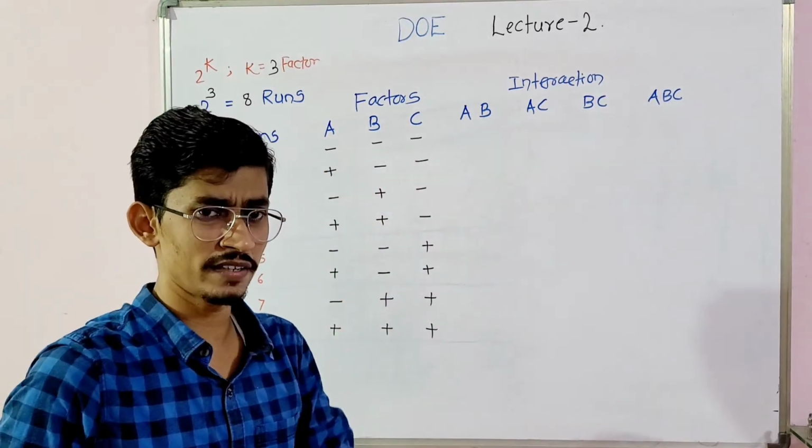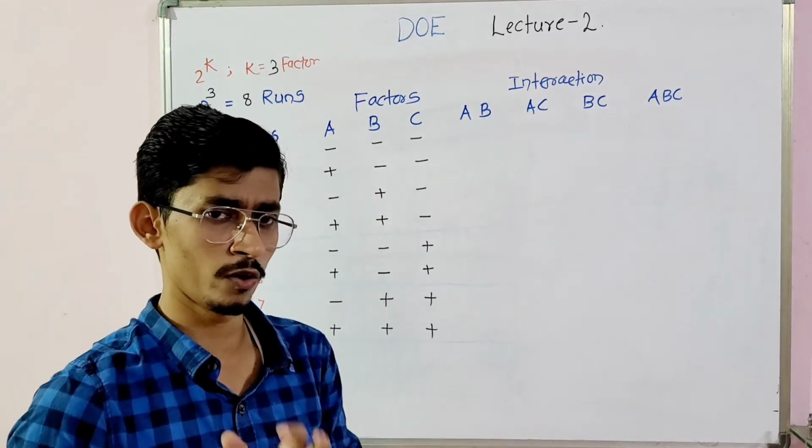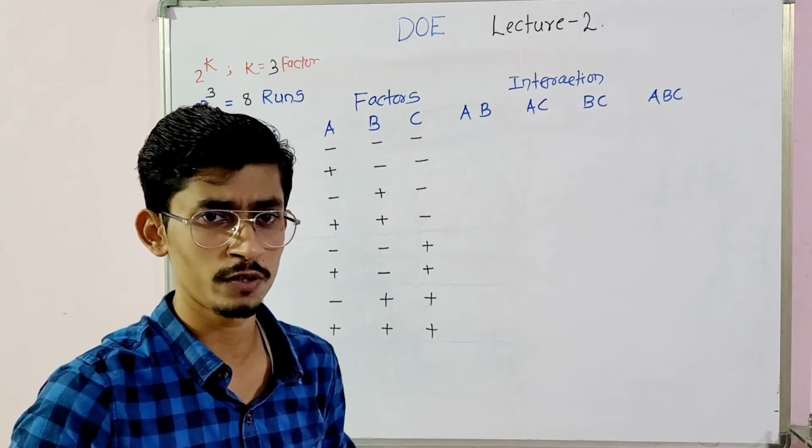Now we'll check how the runs I have plotted over here. So a simple trick is there. You have to remember low level and high level. Only two levels we are going to study over here.